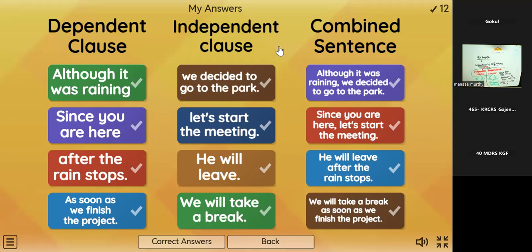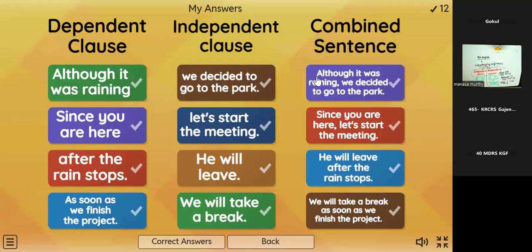The dependent clause alone, even if it has a subject and a verb, isn't giving a complete meaning. The words although, since, after, as soon as, all these are subordinating conjunctions. It has a subject and a verb, but is not giving a complete meaning. An independent clause has a subject and a verb and gives a complete meaning. It is not dependent on the other sentence. So combining these two, we wrote the third one. Although it was raining, we decided to go to the park.